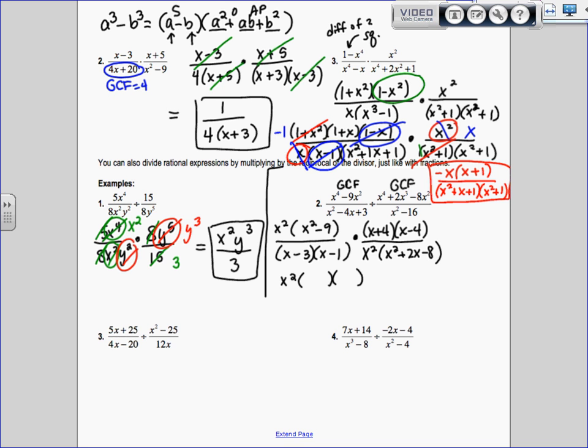Okay, so if I have x squared minus 9, that factors into x plus 3 and x minus 3. And then I have x minus 3 and x minus 1. And then the top is still x plus 4 and x minus 4. But the bottom becomes x minus 2 times x plus 4. Do you guys see how I factor that one? The last numbers need to multiply to be -8, and your outer and inner swoops need to combine to be +2.